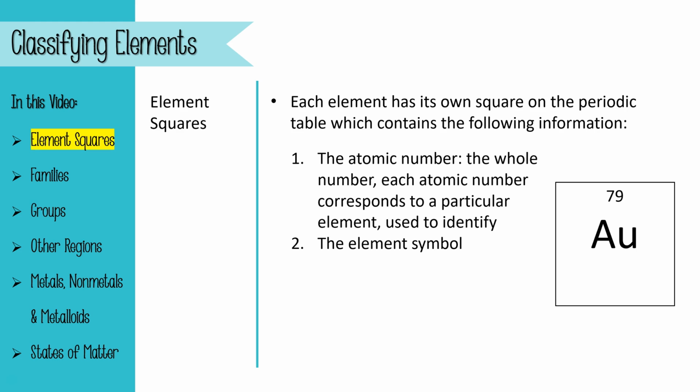Next, each square contains the element symbol. This is usually the largest piece of information in the square. Gold's symbol is Au. Next, periodic tables contain the names of each element.